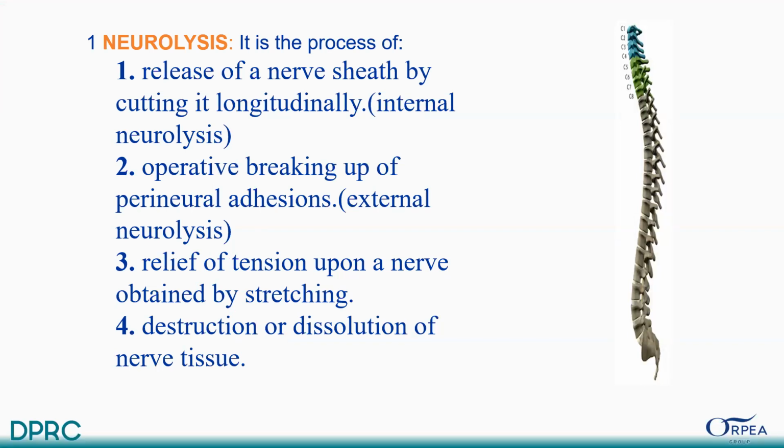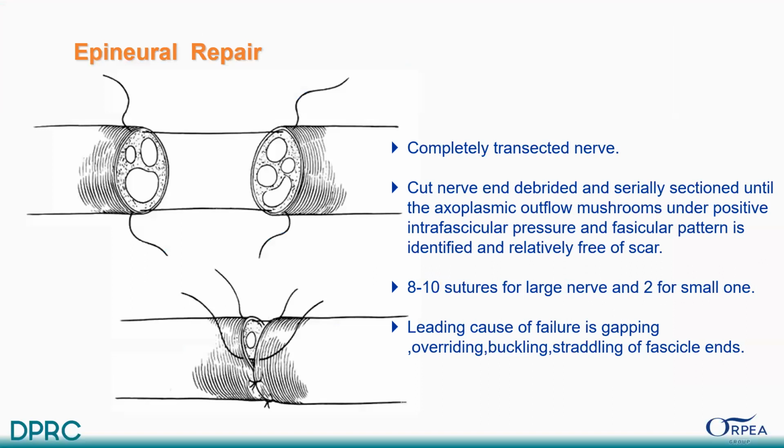Neurolysis. It is a process of release of the nerve sheath by cutting it longitudinally. This is internal neurolysis. Operative breaking up of perineural adhesions is called external neurolysis. Relief of tension upon a nerve is obtained by stretching, destruction or dissolution of nerve tissue.